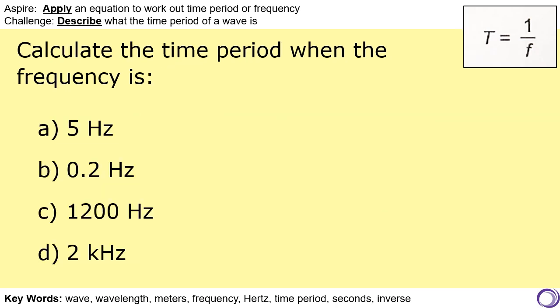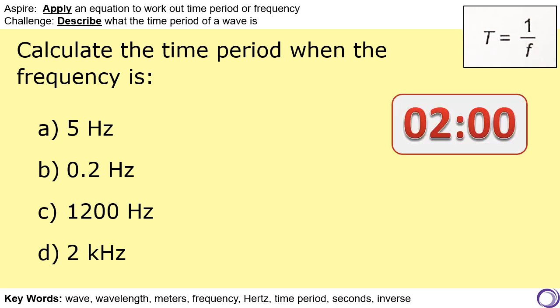So I'd like you to practice this for yourselves now, and you're going to need your calculator again for this bit. There are 4 more examples here of frequencies, and for each of those, I would like you to work out what the time period of that wave would be. You'll have 2 minutes to do this, but if you need longer, just pause the video. Ready? Off you go.